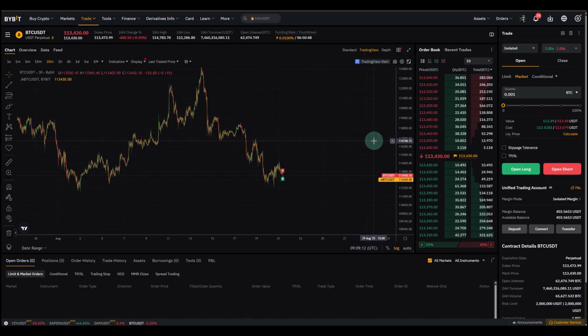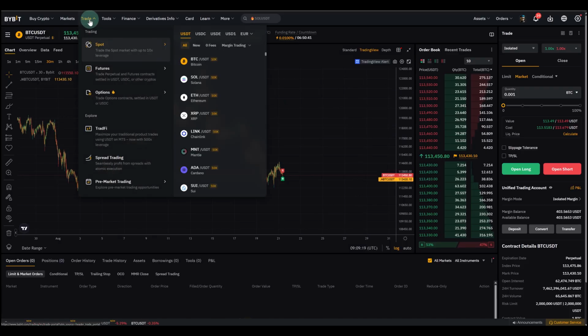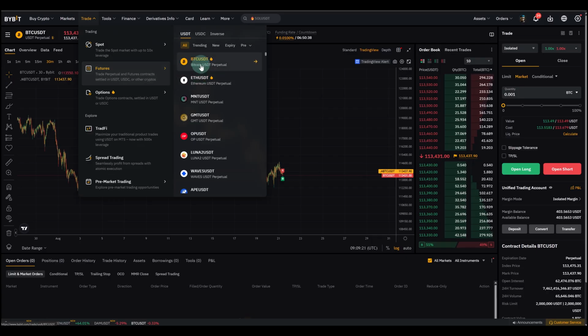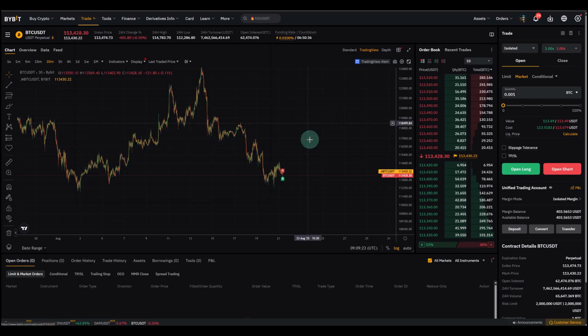Well, I'm here on the futures section on Bybit. So when you struggle to find it, you have to go into that top row here, trade, futures, and then you go to the perpetuals. I'm here currently looking at the BTC USDT perpetual futures contract dashboard, and currently price is trading around $113,422.